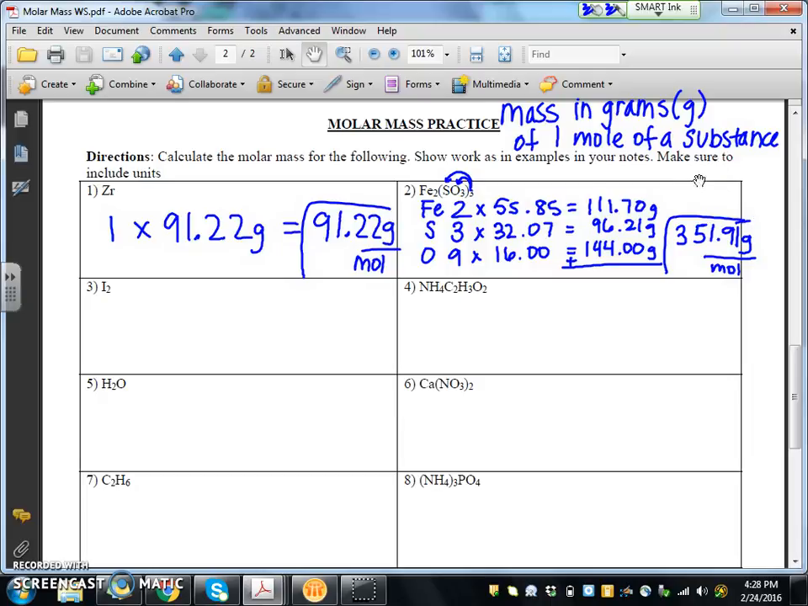So again, every time you're doing this, you list your elements, you count the atoms that you have, you multiply them by their mass from the periodic table, and then you add them all together to get your total. Please note that this is the number of grams in 1 mole of the exact same substance. So I would read this as 351.91 grams of iron sulfate is equal to 1 mole of iron sulfate because it's over 1 mole here.